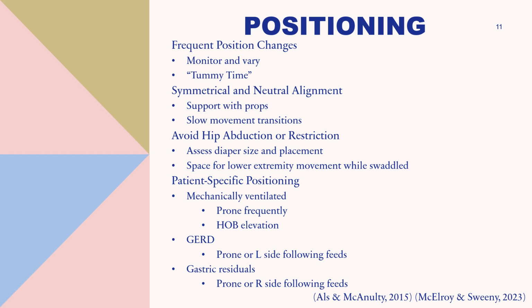doing slow movement transitions, so don't be too abrupt with that. Avoiding hip abduction or restriction, so assessing their diaper size and placement. And if it looks like their hips are abducted, you can pinch the part of the diaper that goes between their legs so that it's not keeping their hips splayed out. We also want to make sure when we're swaddling that we're creating space for their lower extremities to move and not restricting any movement there.